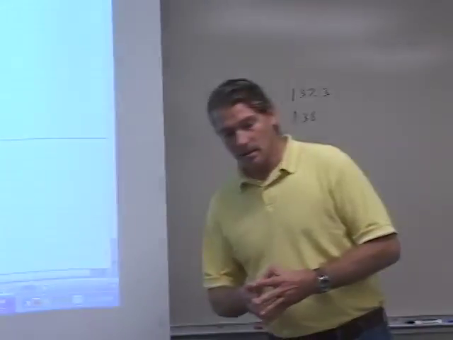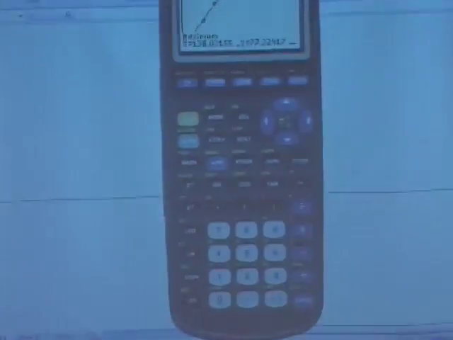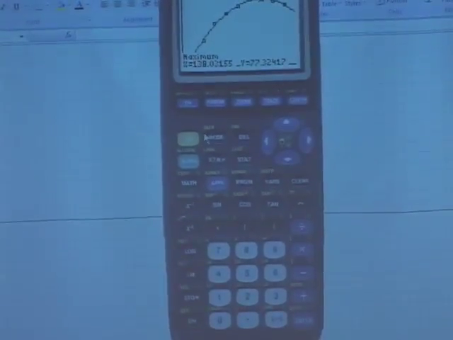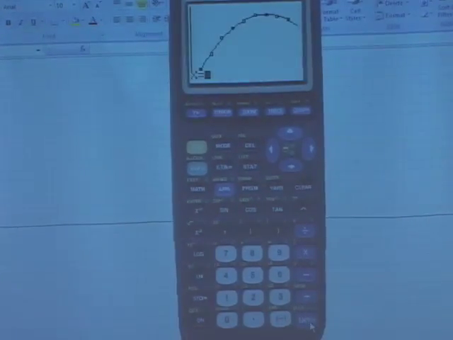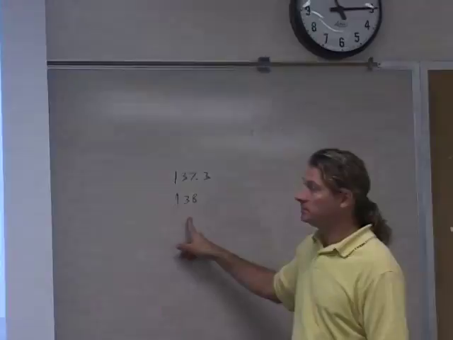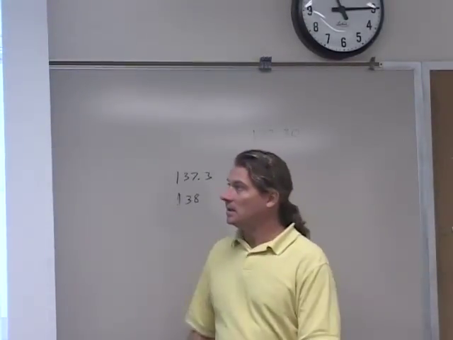Second, trace value. Yes, exactly right. Go ahead and put it in. You can do second, calculate, value at 110. And you'll get 74.35. Which, by the way, makes a lot of sense because at 138 feet we have the maximum height of 77. Notice that. Okay.